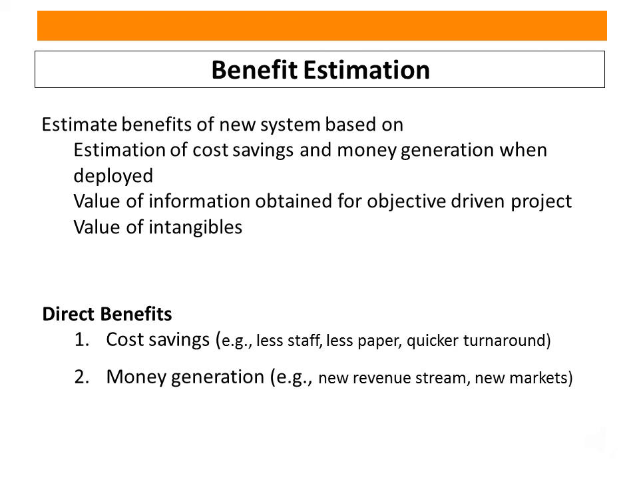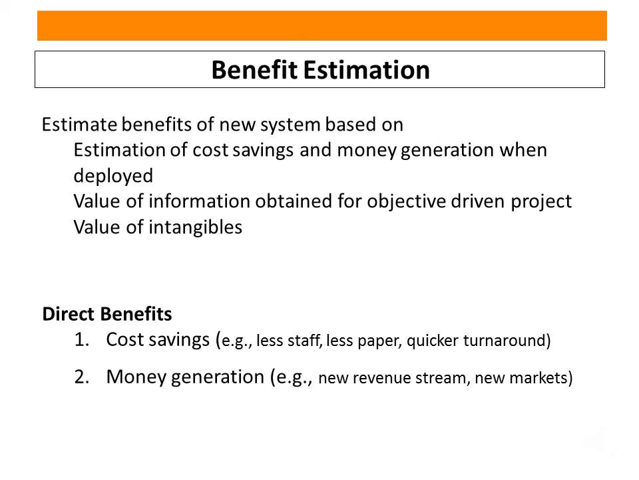So after completion of cost estimation, we have to estimate the benefits, that is, what types of benefits are given, by the person who is calculating or estimating the benefits. So estimate benefits of a new system based on estimation of cost savings and money generation when deployed, the value of information obtained for an objective driven project, and the value of intangibles. There are different types of benefits in benefit estimation.